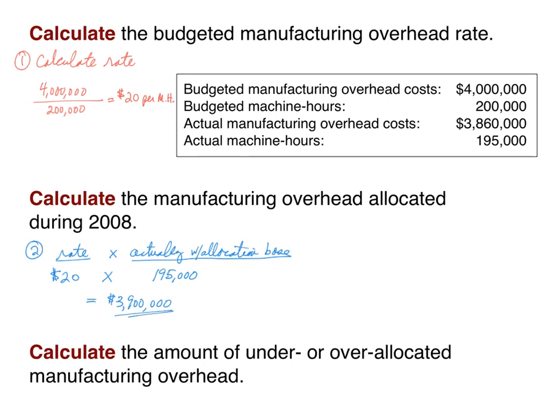Now that we know what amount of overhead we are allocating to the job or the product, I would like for you to press pause on your player right now and see if you can calculate the amount of under or over allocated overhead based on what we just calculated as allocated. Get the difference and find out, are we under or over allocated, and then come back and we'll check our answers.